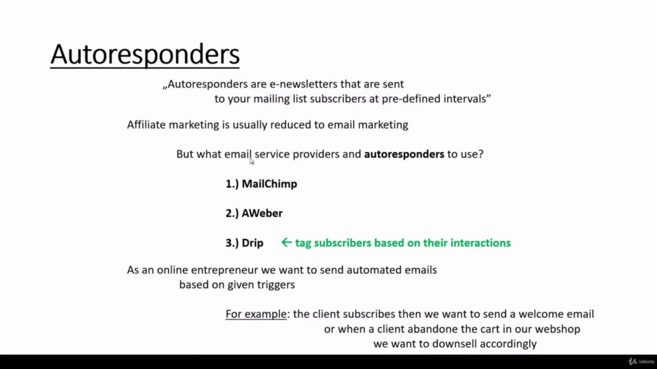Okay, so Mailchimp is a good start for small businesses. Then you can use Aweber and Drip. Drip is by far the best solution because we can tag subscribers based on their interactions.